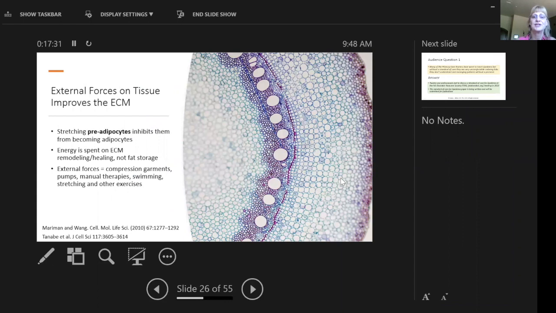External forces on the tissue can also improve the extracellular matrix. So there are cells called pre-adipocytes. They're not quite fat cells, they're like immature fat cells. And if you stretch them, then they don't go on to form mature fat cells. So instead, the tissue spends its energy on repairing and healing rather than storing fat. So these external forces can actually be stretching, like in yoga and other movement therapies, compression garments, pumps, swimming, and stretching.